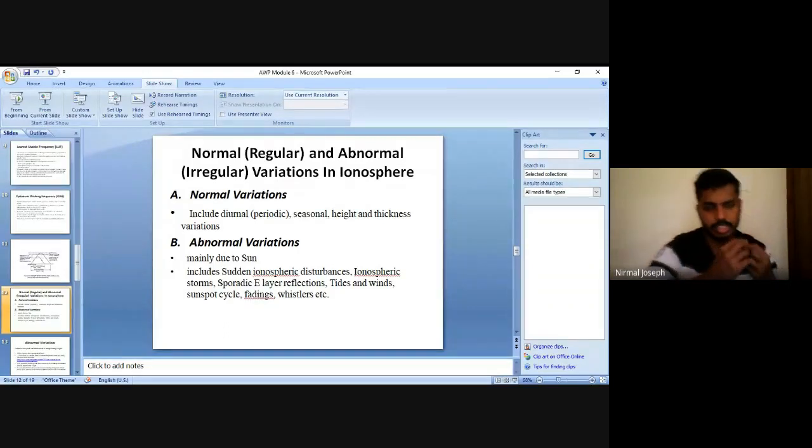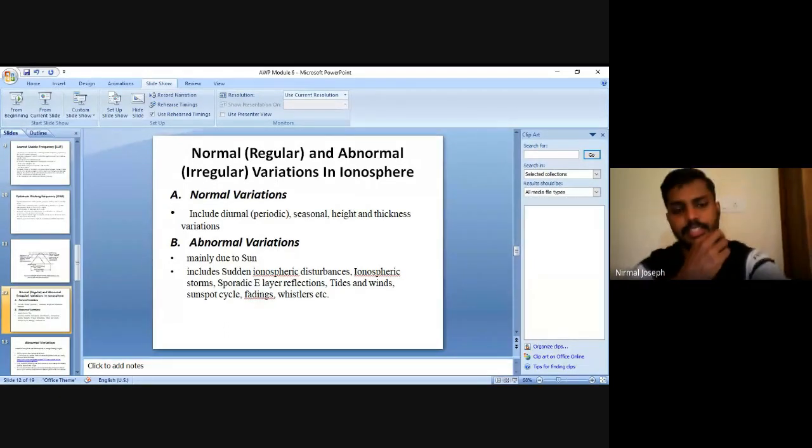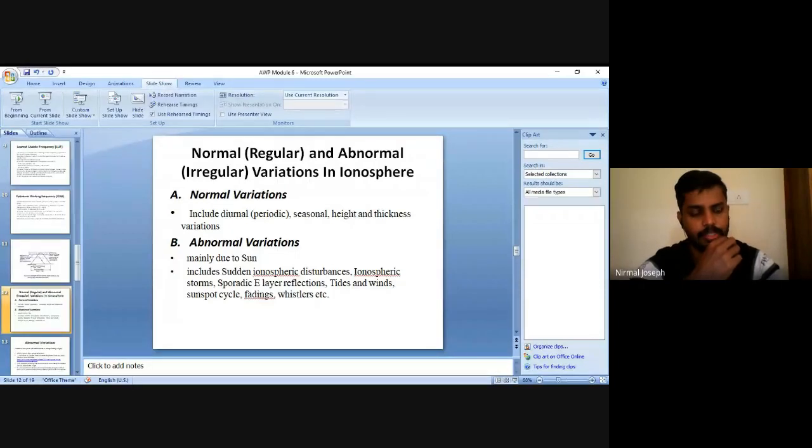It is mainly classified into two: normal variations and abnormal variations. Normal variations are those that we expect, or can consider as normal: periodic variations, seasonal variations, and height and thickness variations. Periodic variations means day and night variations that we can expect. It is absolutely normal if the D layer is vanishing during night, because that is the characteristic of that layer.